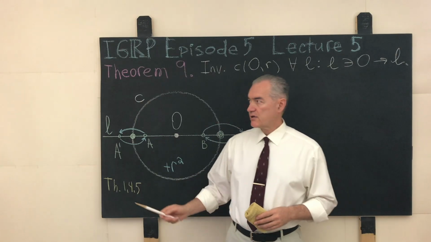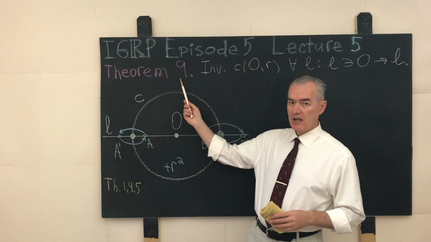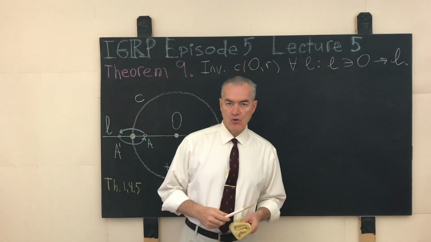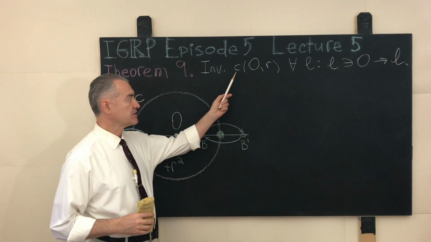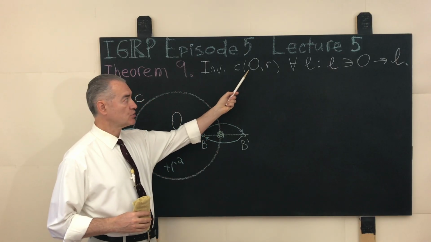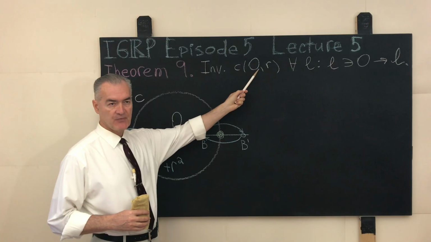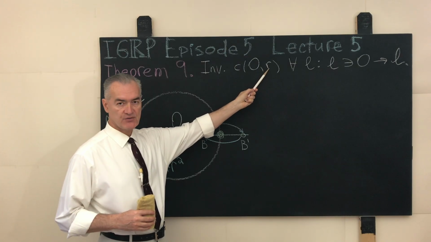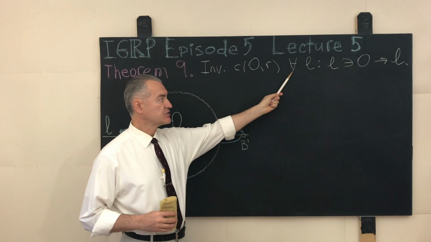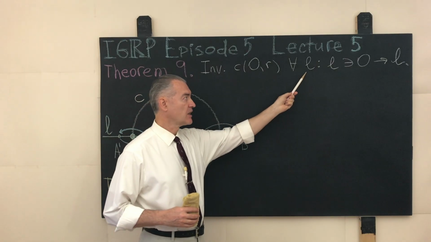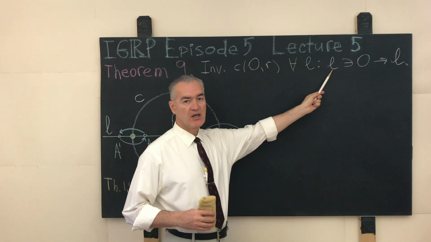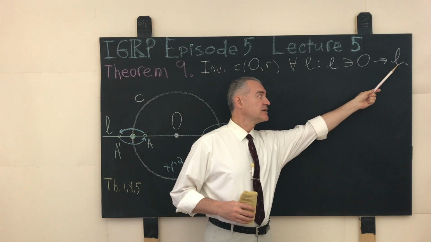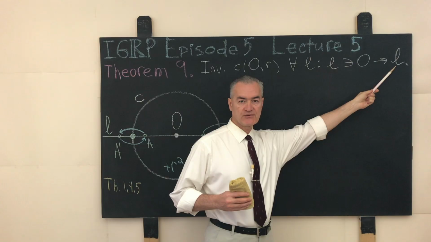According to theorem number 9, under the inversion of a plane with respect to a circle named C that has the point O as its center and R as its radius, any straight line L that passes through the center of inversion is taken precisely back into itself.